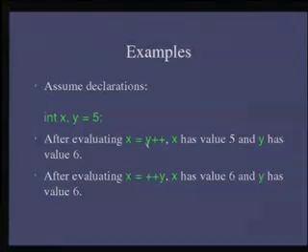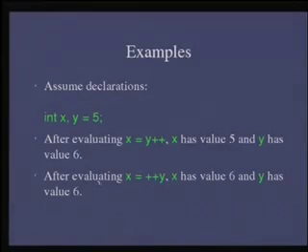So the value of the expression y++ is the old value of y, which is 5, and the side effect is to increment the value of y by 1. So what gets assigned into x is the value of the expression y++, which is the old value of y, which is 5. And so x gets the value 5, while y gets the value 6 after the entire expression has been evaluated.